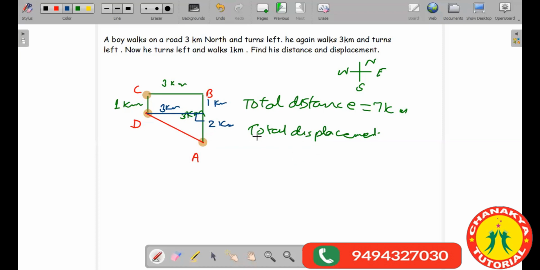So you will be finding out the total displacement, which you will get as the square root of 3 squared plus 2 squared. So 9 plus 4 makes it 13. Square root of 13 would be the total displacement represented by the symbol S. And in which direction is it located with respect to the initial position?